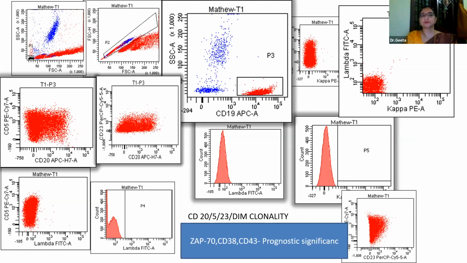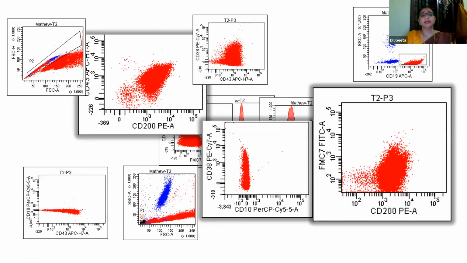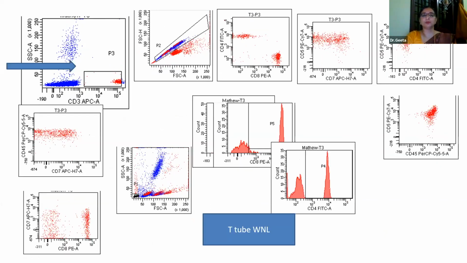This also has other markers like co-expression of CD43 and expression of CD38, absence of FMC7, which is an epitope on CD20. This is a T tube which looks quite clean. There's not much material. These are all normal lymphocytes.